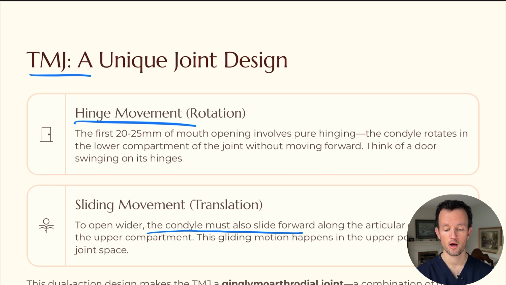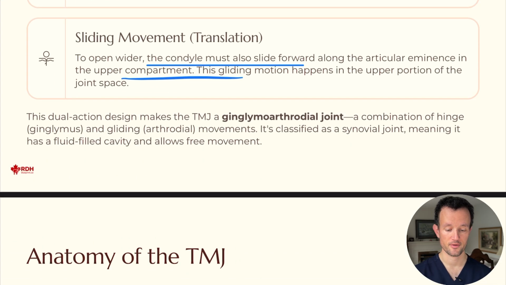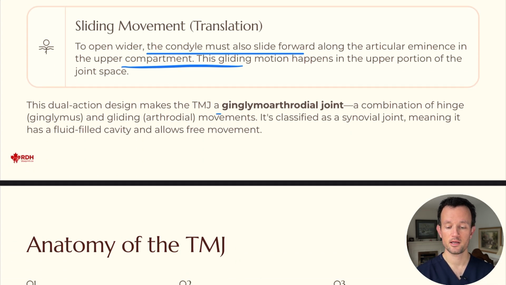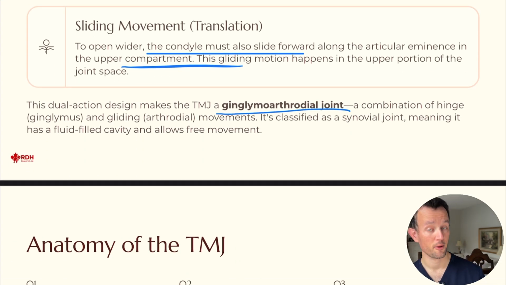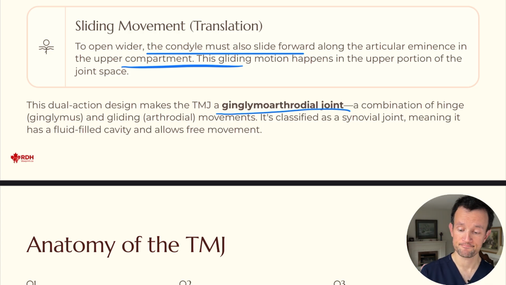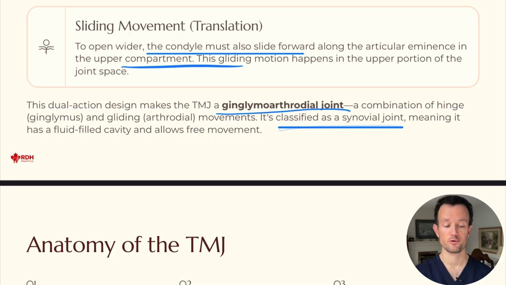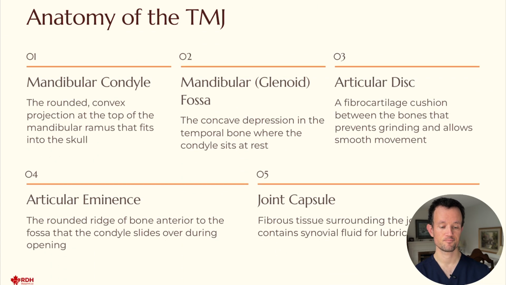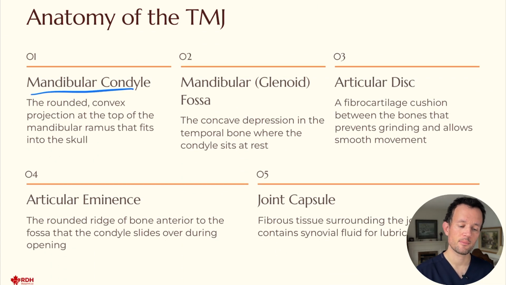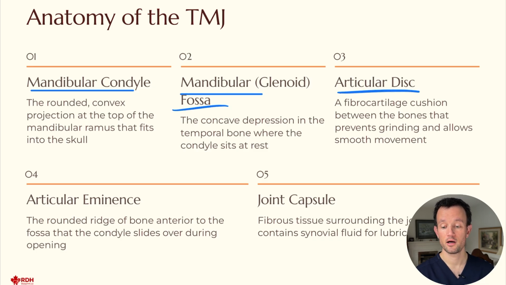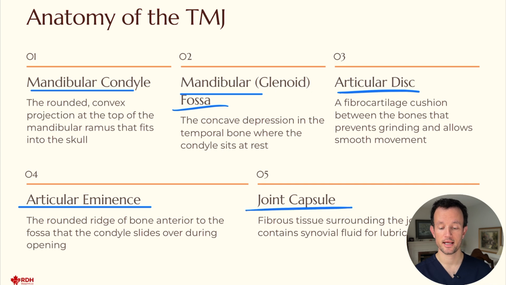To open wider, the condyle must slide forward along the articular eminence in the upper compartment, and this gliding motion occurs. This makes it a ginglymoarthrodial joint, or however you pronounce that. I have no idea. But it's classified as a synovial joint, meaning it has a fluid-filled cavity that allows free movement. So the TMJ is made of the mandibular condyle, the mandibular or glenoid fossa, an articulating disc, an articular eminence, and the joint capsule.